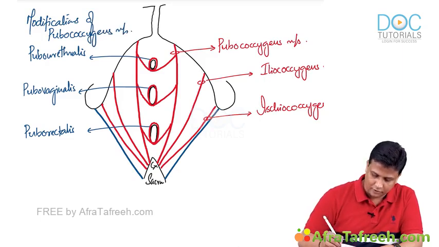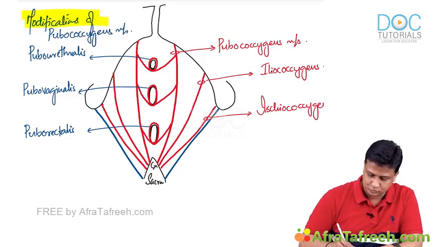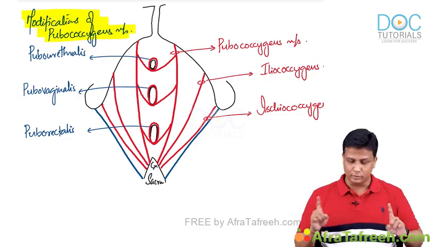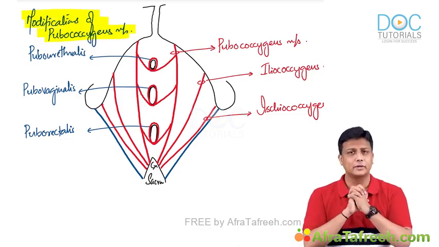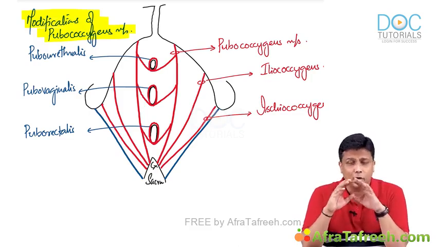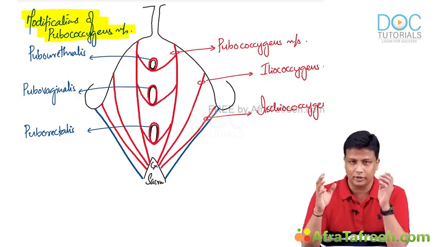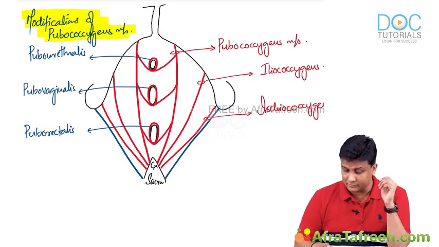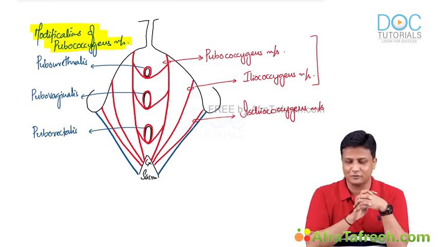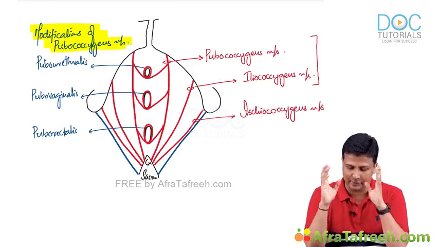Hope the concept is crystal clear now. So these three muscles, that is pubo-urethralis, pubo-vaginalis and pubo-rectalis, are actually the modifications of pubo-coccygeus without any doubt. There should be no doubt in your mind that it might be iliococcygeus or ischio-coccygeus, something else, nothing else. It's a modification of pubo-coccygeus, crystal clear from our diagram.